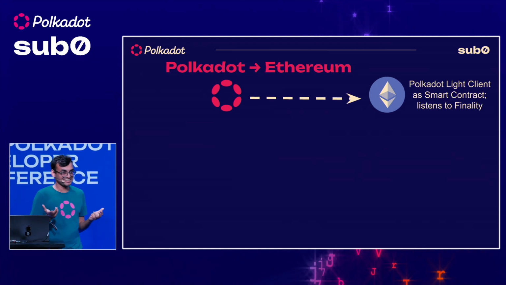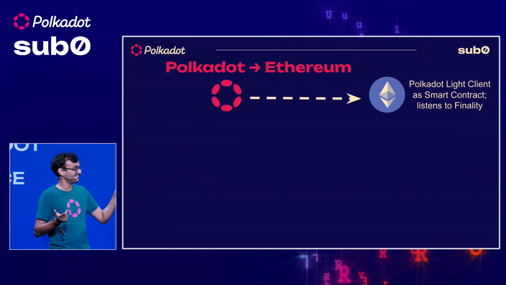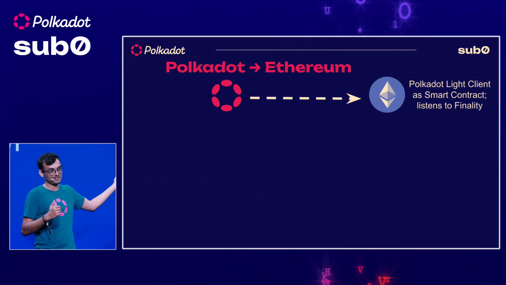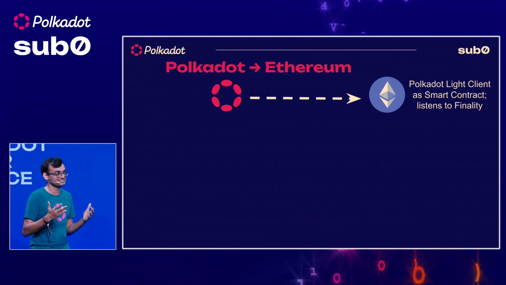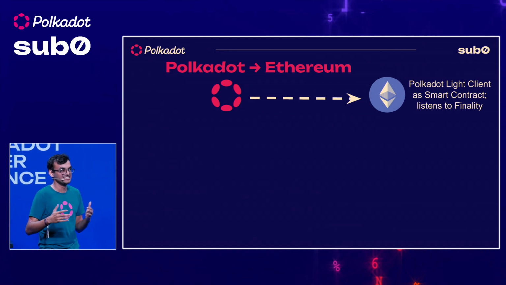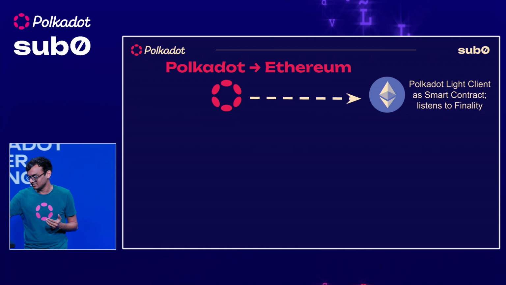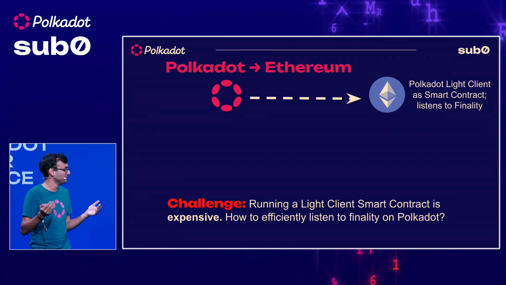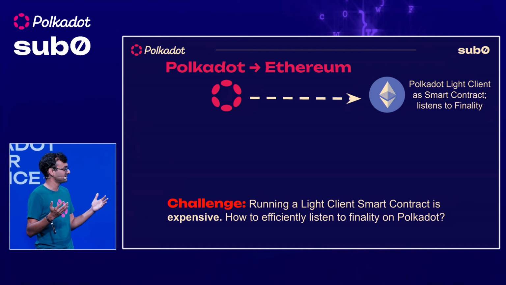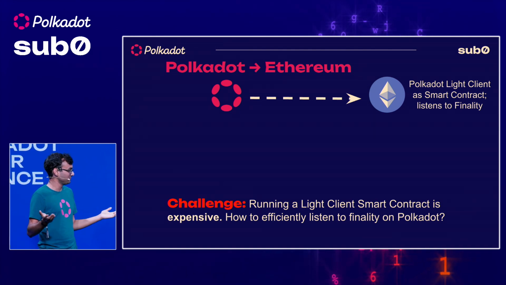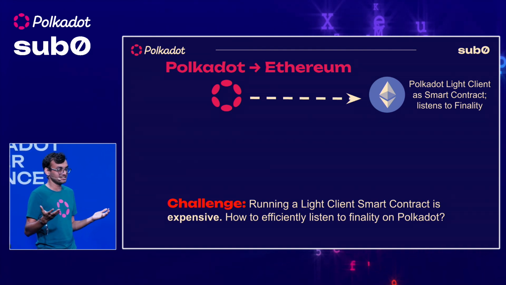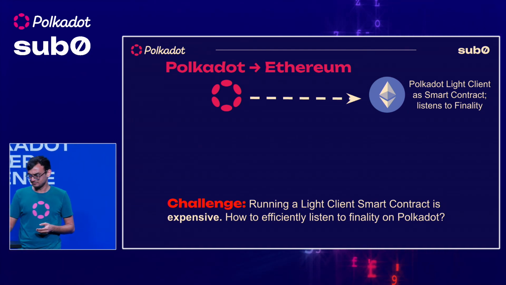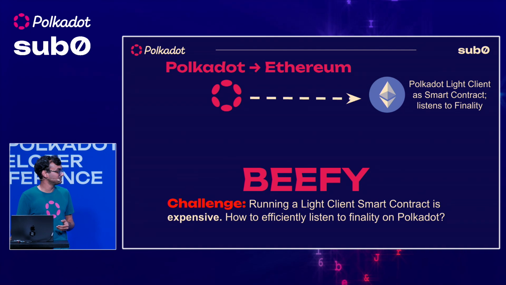The more interesting direction is actually the other way around, right? We want to make Ethereum listen to the finality on Polkadot. And since Ethereum is not the most efficient of chains, this brings in a lot of challenges, right? So basically the question is, you want to run a light client smart contract on Ethereum, which is very expensive. So how do we efficiently do it and make it listen to the finality on Polkadot, right? And here comes Beefy, right?